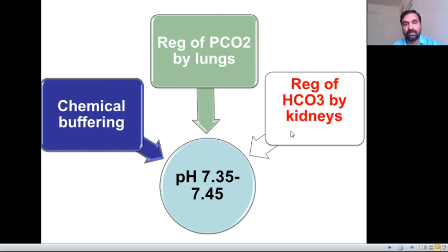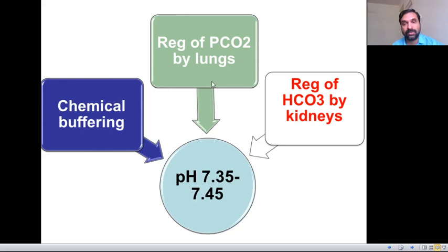Chemical buffering: buffers are very fast in action. You might have studied the bicarbonate buffer, phosphate buffer and ammonia buffer. They are called chemical buffering, and they maintain pH between 7.35 and 7.45. Then regulation of PCO2 by the lung: the lung mainly regulates the partial pressure of carbon dioxide. If there is more carbon dioxide, it stimulates the respiratory center, causing hyperventilation and carbon dioxide washout, and pH is maintained. If PCO2 is less, the respiratory center is less stimulated.